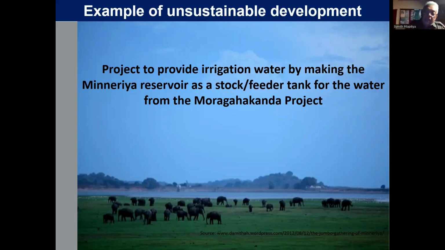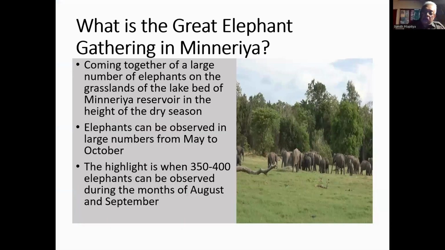But Minneria was the grounds, in the dry season, for what we call the Great Elephant Gathering in Minneria. During the dry season, from the months of May until October, there is the coming together of a large number of elephants on the grasslands of the lake bed of Minneria reservoir. Elephants can be observed from May to October. The highlight is when there are 350 to 400 elephants, which can be observed during the months of August and September. Among the 13 Asian elephant range countries, there is no place other than Minneria where you can see 350 to 400 elephants in one afternoon on the grasslands of a reservoir.